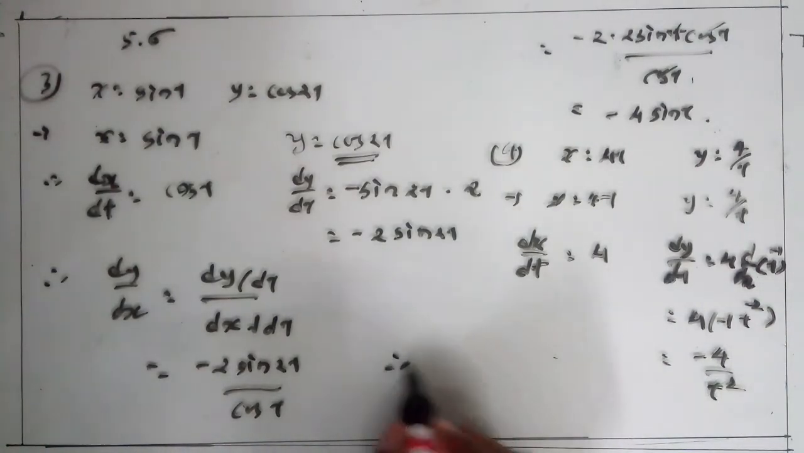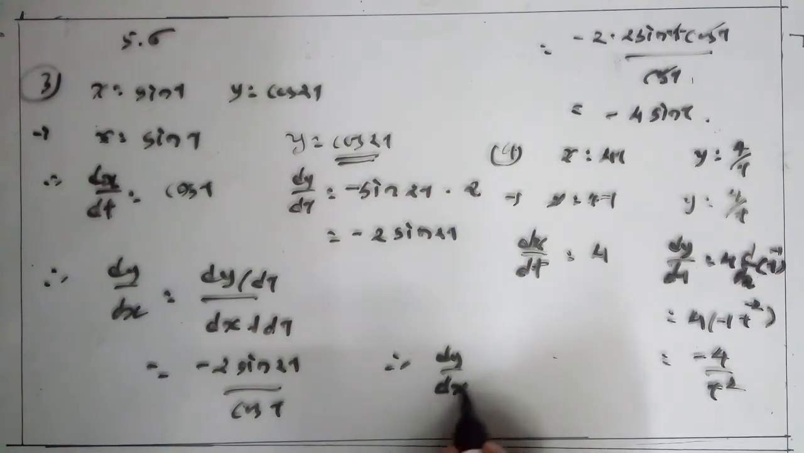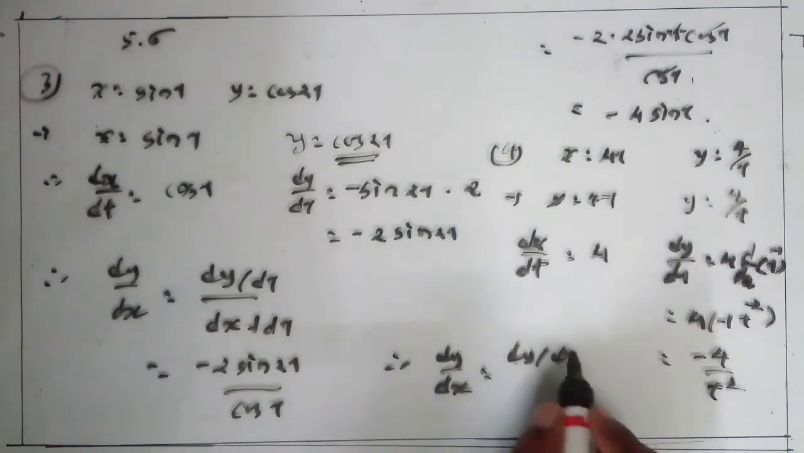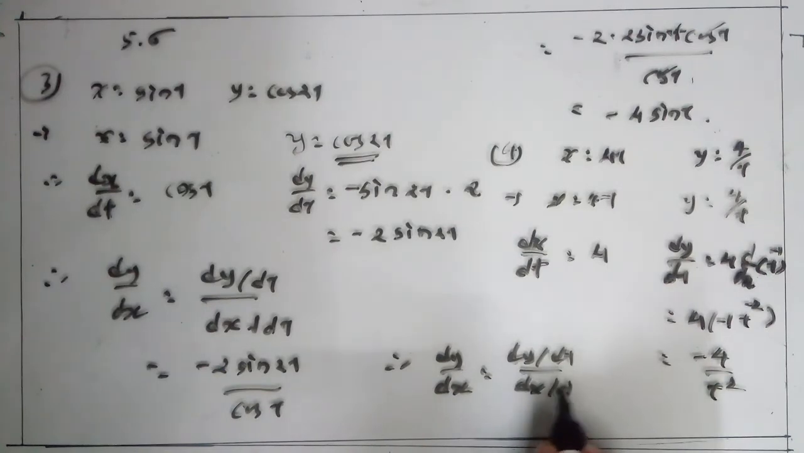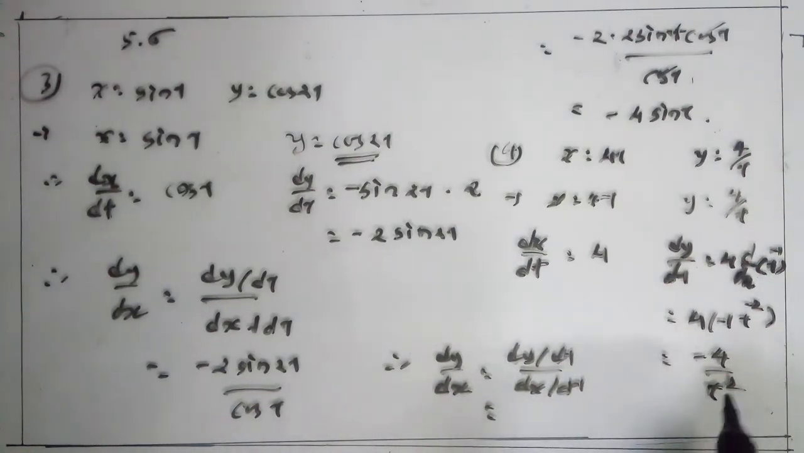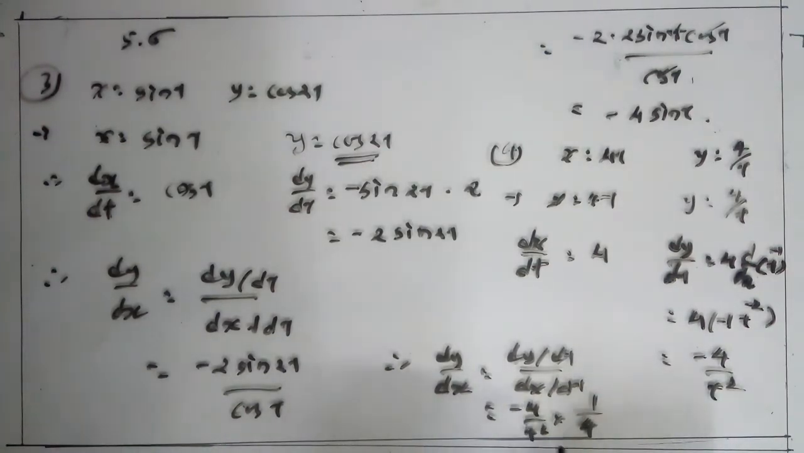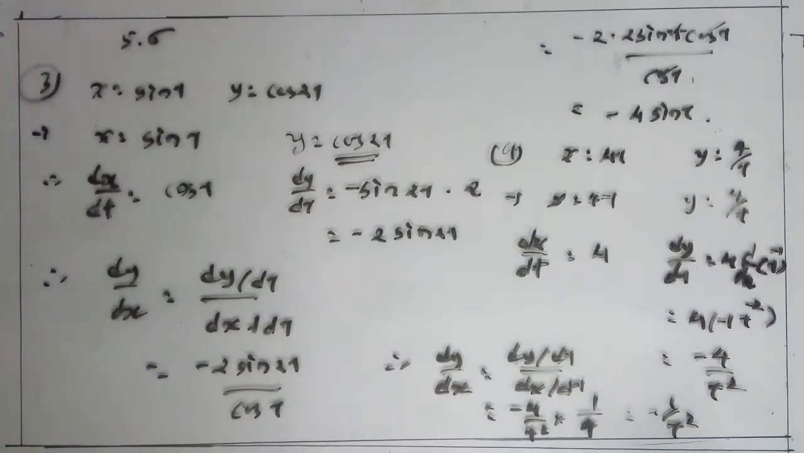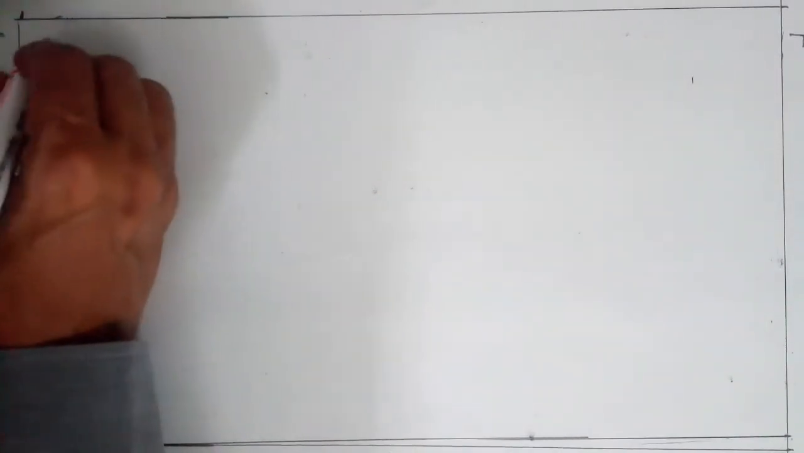Clear? Therefore dy/dx is equal to dy/dt upon dx/dt. Clear? Here dy/dt is equal to minus 4 upon t square and dx/dt is equal to 4. So we get 1 upon 4 into minus 4 upon t square, the 4 upon 4 cancel, minus 1 upon t square. Answer. Clear? So remember this, how to get a derivative of a parameter. Now question number 5.